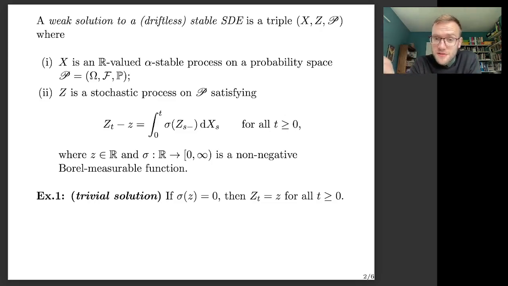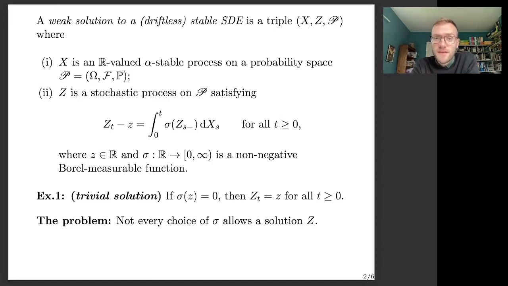As an example, the trivial solution: when sigma is 0 at a particular point z, or initial point, then a solution exists which is just constant the whole time. And the issue that Engelbert, Schmidt and Zanzotto first approached, and that we will approach for more stable processes, is that not every choice of sigma allows a solution, and some choices of sigma allow only the trivial or only non-trivial, things like that. These are different regimes that can be explored in terms of deterministic integral tests.